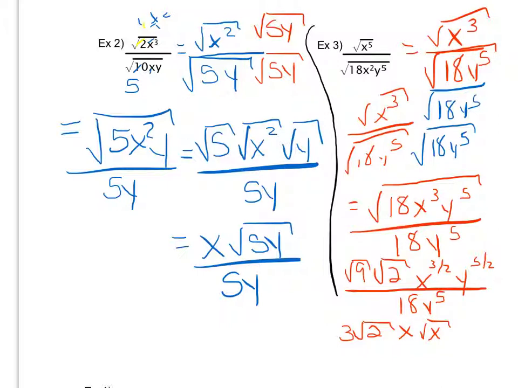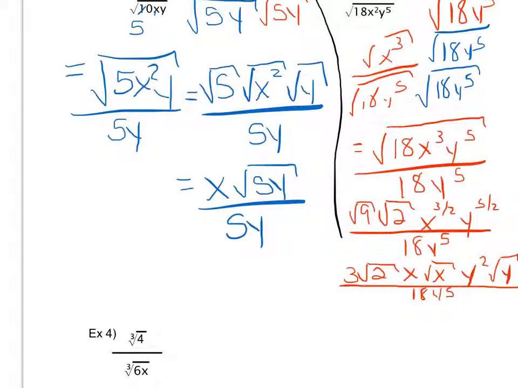Y to the 5 over 2, 2 goes into 5 two whole times with 1/2 left. I'm anticipating again that that 1/2 will go back under a radical, so I'm going to do it here, all over 18y to the 5th. Well, if you remember this then, before, first this becomes 3xy squared, square root of 2xy, all over 18y to the 5th.